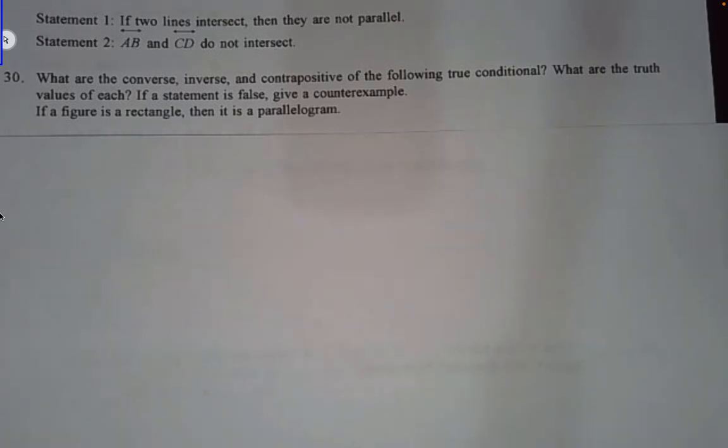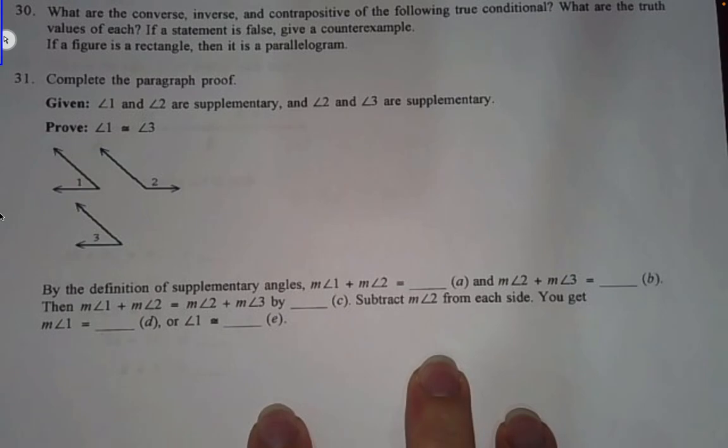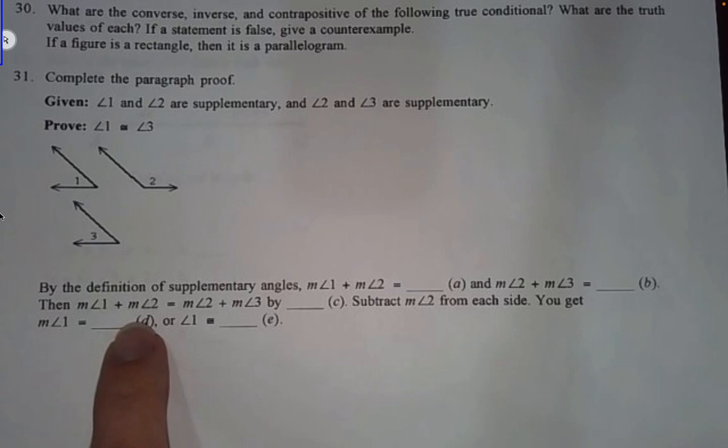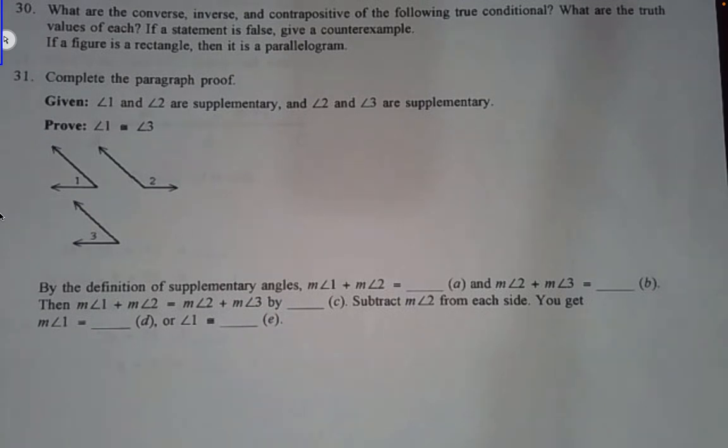Okay. The next one. I'm glad that one's over. It's a lot of writing. Okay, complete the paragraph proof. It says we're given angles 1 and 2 are supplementary and 2 and 3 are supplementary. It says by the definition of supplementary angles, normally it starts with given. What is the definition of supplementary angles? They add to 180, right? So by the definition of supplementary angles, angle 1 plus angle 2 equals 180.